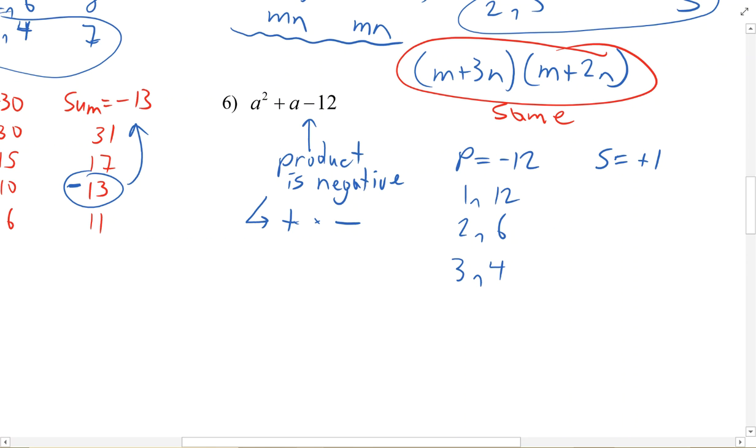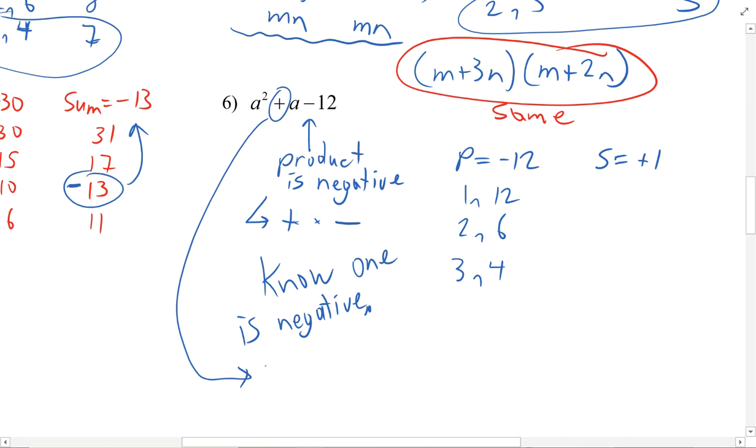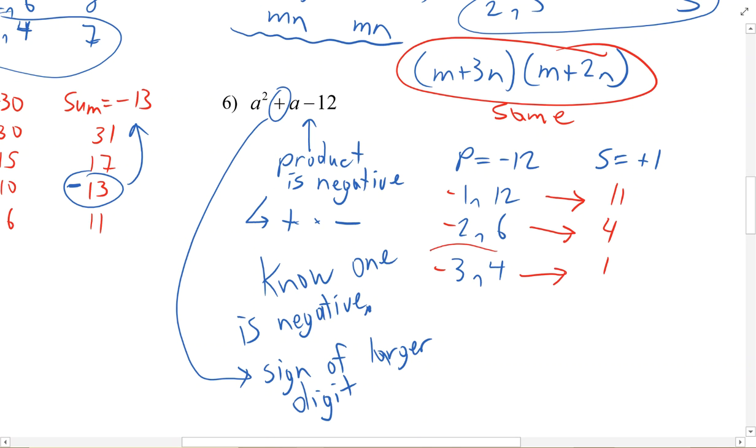So we go back. So now here's the trick. You know that 1 is negative. Okay, so the rule is this is the sign of the larger digit. Okay, so since we had a +1, that means the larger digit must be positive, the smaller digit must be negative. So now our sum is going to be 11. Here our sum will be 4, and here our sum will be 1. So then it must be this combo. Okay, so we will get a minus 3, a plus 4.